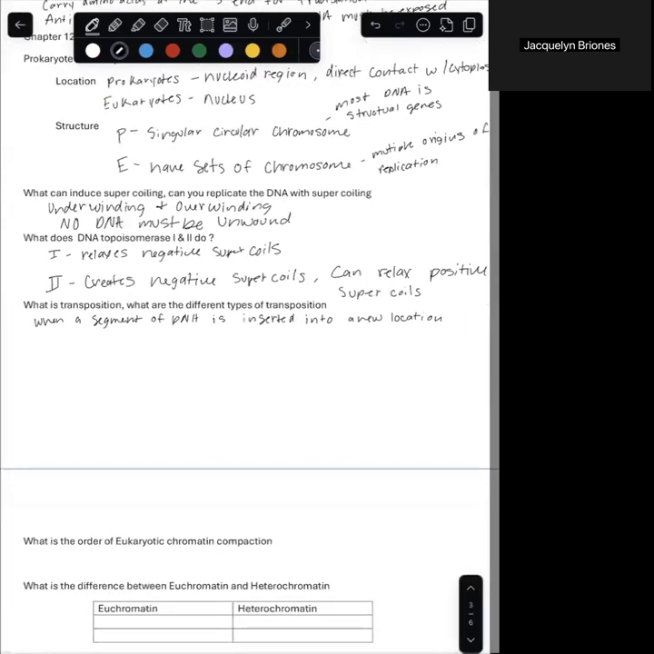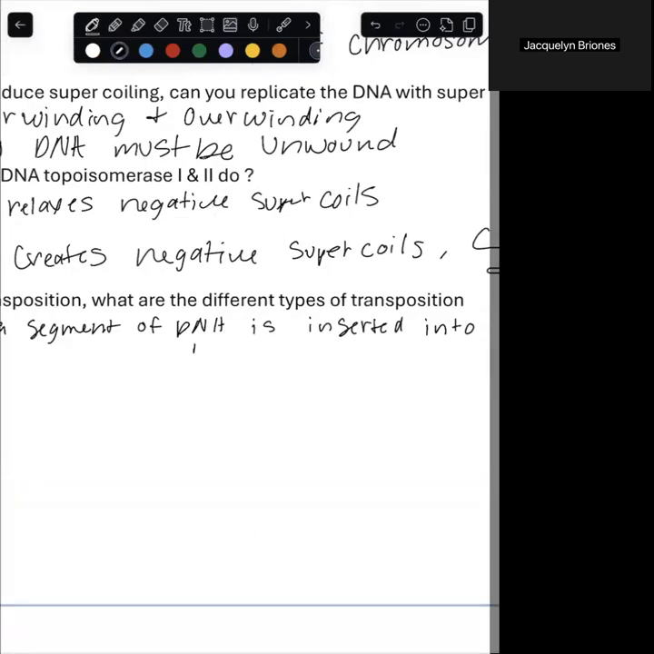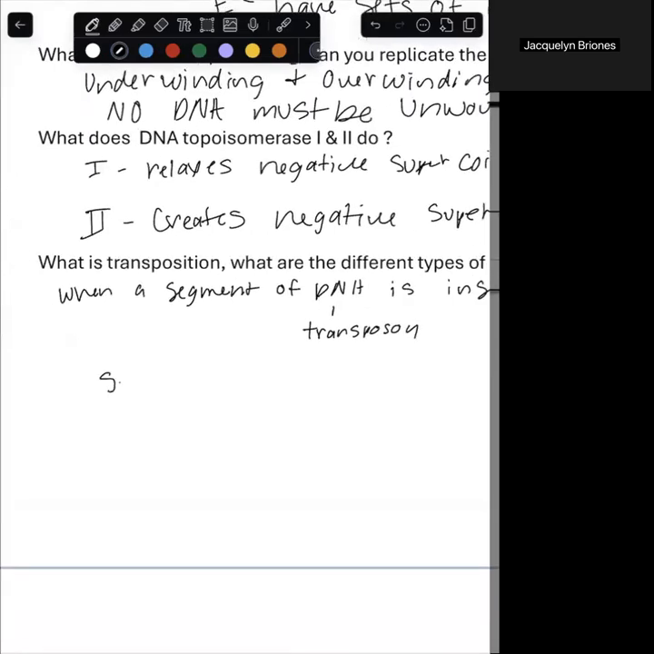So when a segment of DNA is inserted into a new location, the part of DNA that's moved is called a transposon. And these are our jumping genes. And then we have simple and retro. Simple is our cut and paste, and then retro is our copy and paste.